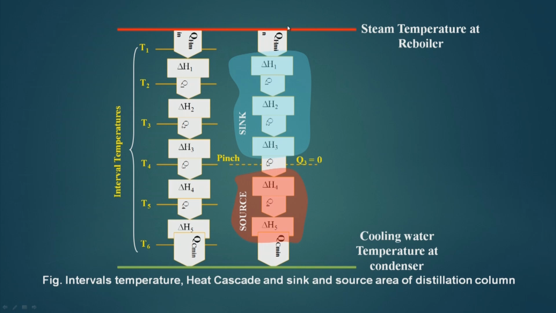So, this is the steam temperature at the reboiler, and this is the cooling water temperature at the condenser. Within these two temperature levels, all the distillation column plates are working. So, these are the temperature intervals, heat cascade and sink and source area of the distillation column.